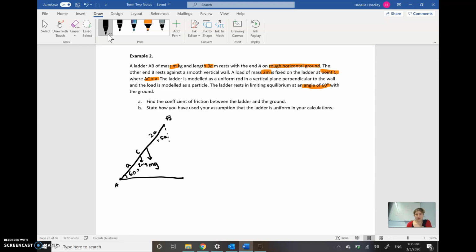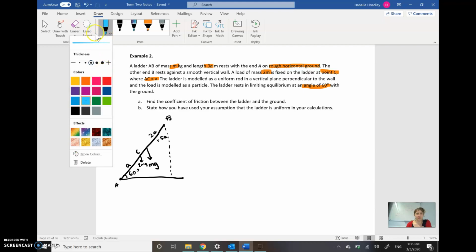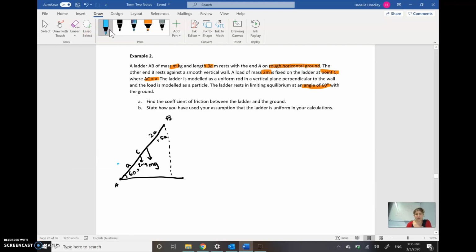We also have a smooth vertical wall, so no friction at the wall, but we do have some other forces acting in here. Firstly, we've got a reaction force at A, and we then have a reaction force at B, and that acts perpendicular to the wall, because it's always perpendicular to the surface. We have a friction force at A as well, so that's F equals friction times RA. And I think that's it for the forces so far.